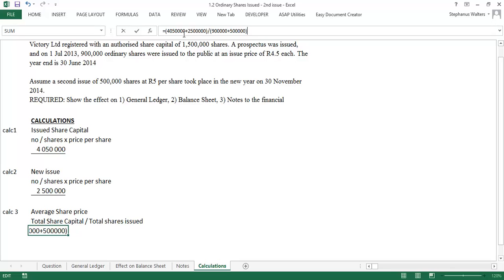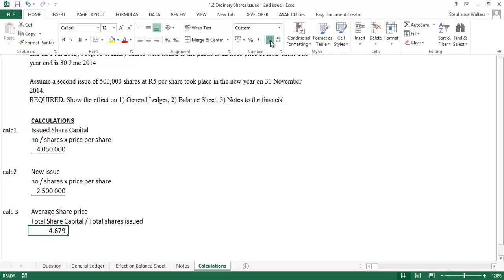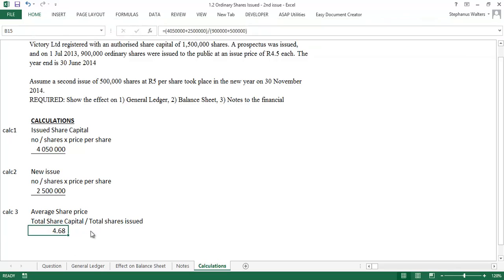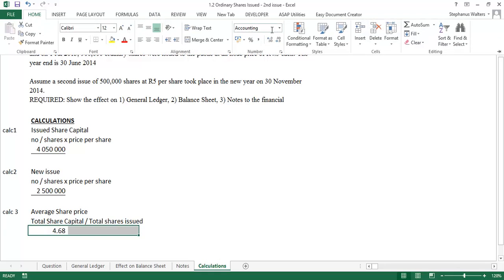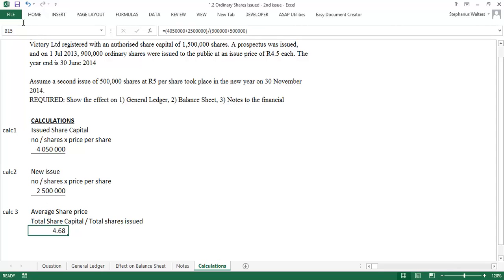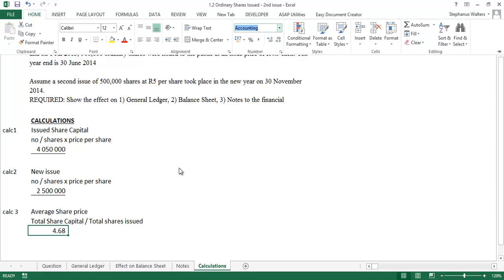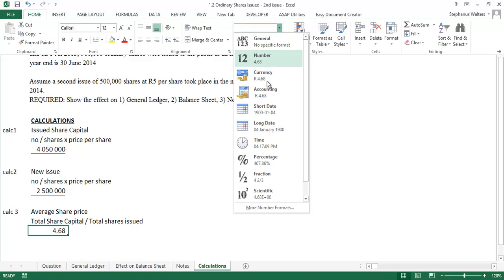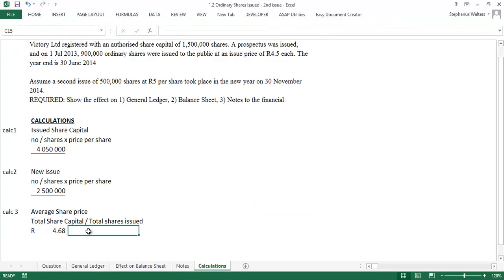Okay, always remember to show your calculations so that you can get part marks should you go wrong somewhere. Okay, and if we hit enter, that's going to calculate for us, and that gives us the answer of, let's just double check this. There we go, you can round to 2 decimal places, and you'll get a final answer of 4.68 Rand. Sorry, this is going to be Rand per share. 4.68 Rand per share. That's my average issue price. Perfect.